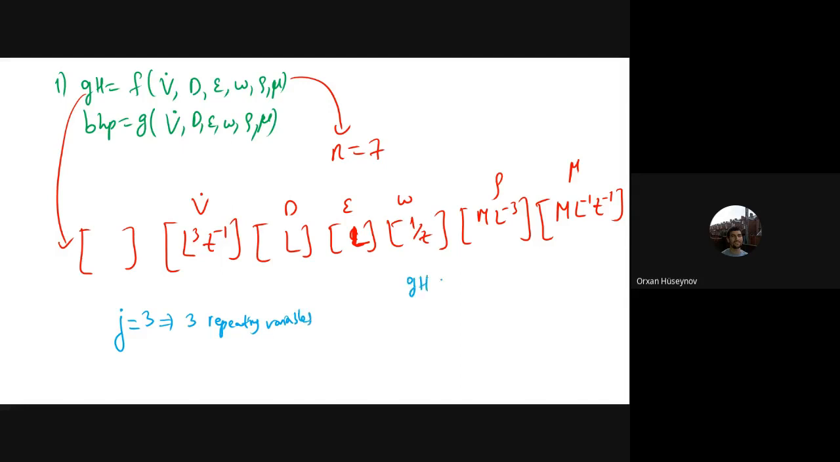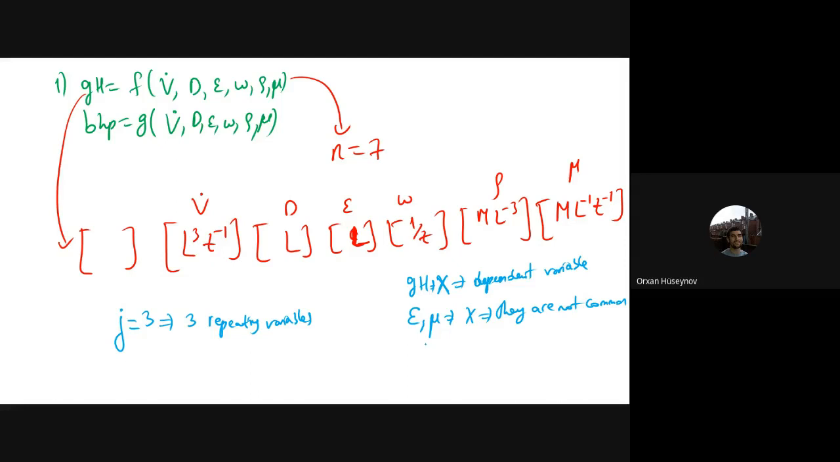Firstly, you cannot select the gh because it is a dependent variable. You cannot do that. And then you cannot select epsilon and the viscosity, okay, because they are not common. Common means that everybody has an idea about it. Epsilon and the mu are not so common variables. Therefore, we don't select them.